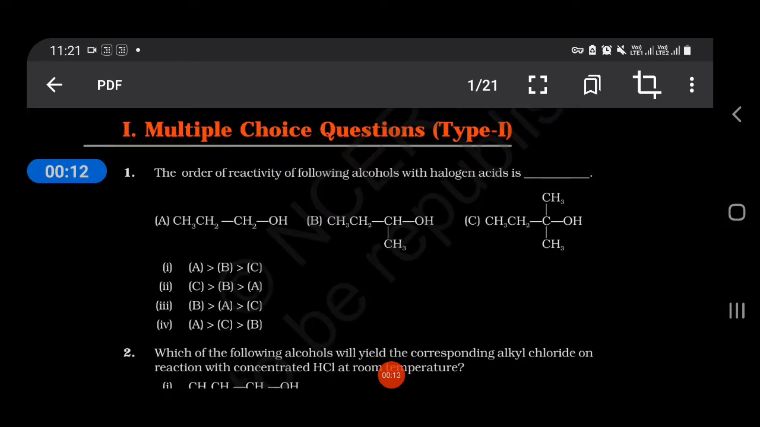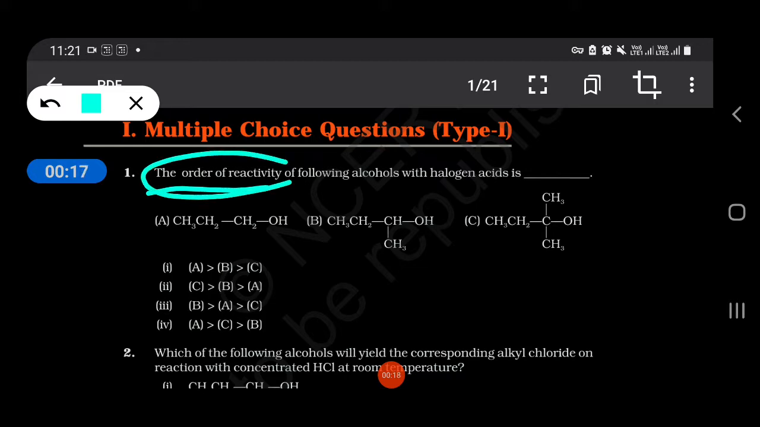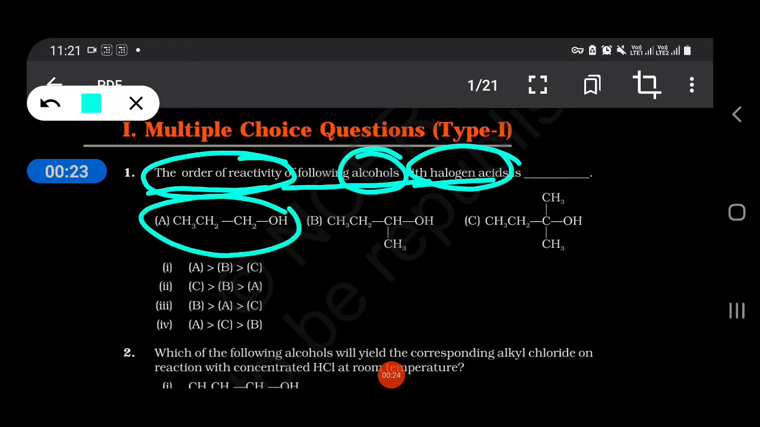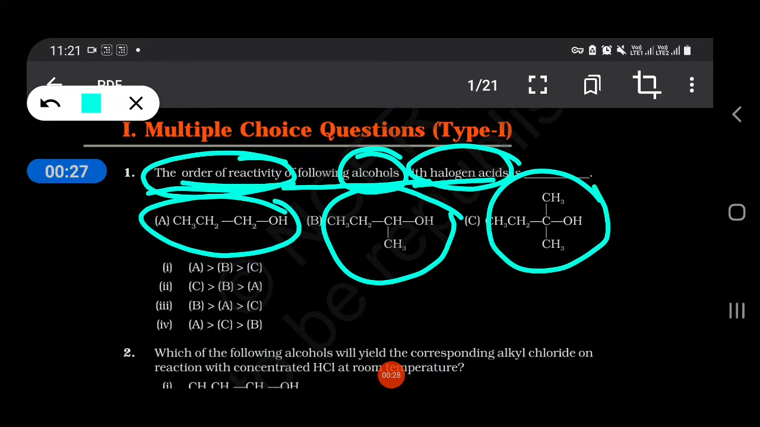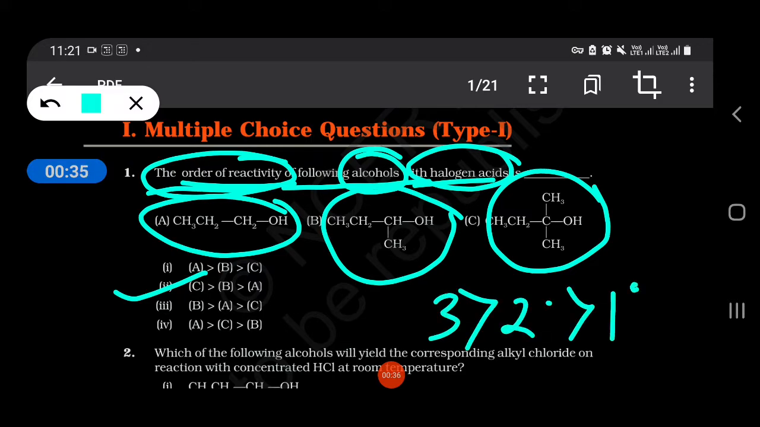So our first question is, the order of reactivity of following alcohols with halogen acid is, this one, and this one, and this one. So order of reactivity is, firstly comes C, because it is 3 degree, then 2 degree, and then 1 degree. Okay, so this is 3 degree, this is 2 degree, and this is 1 degree.